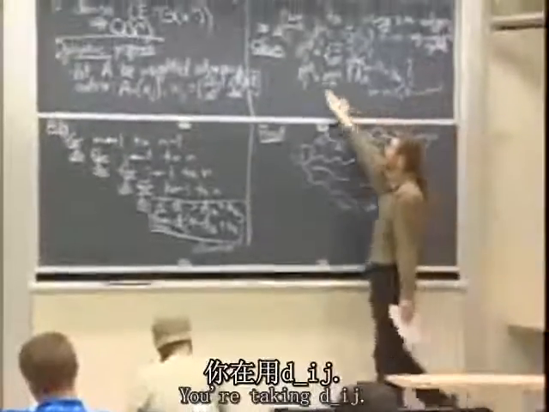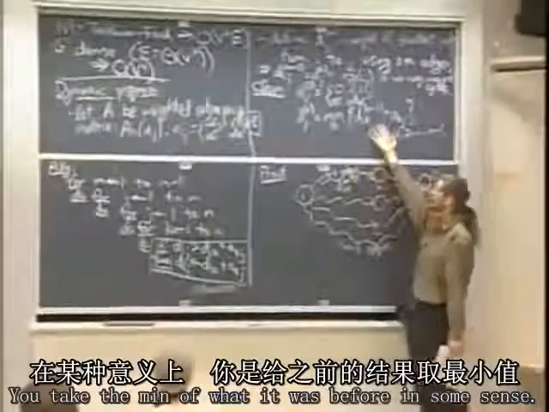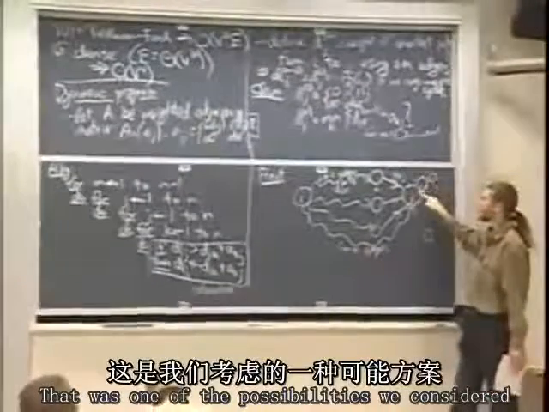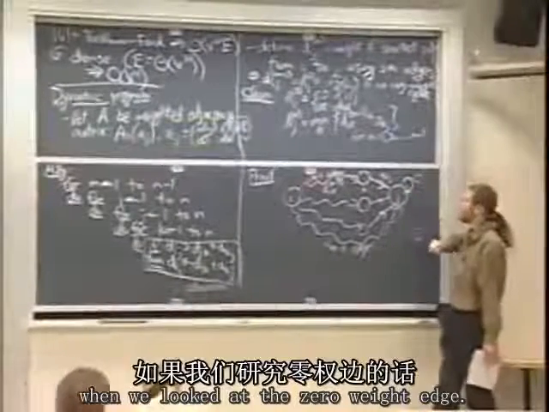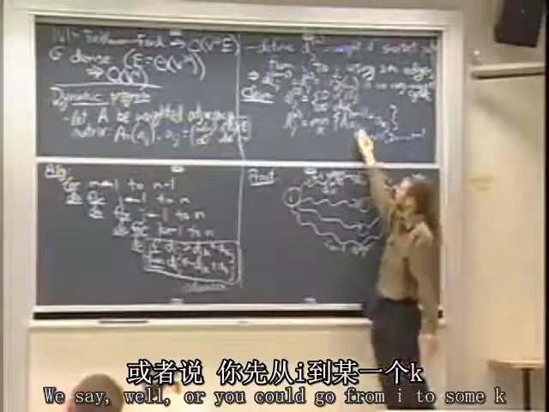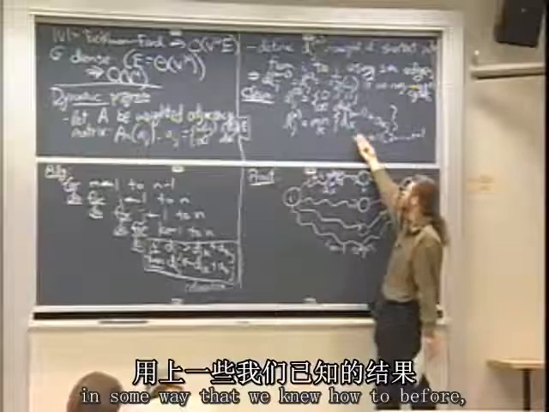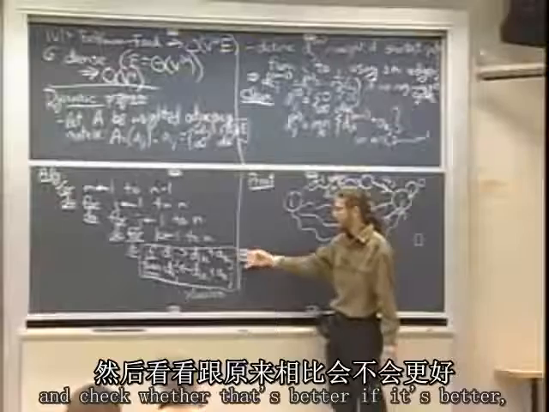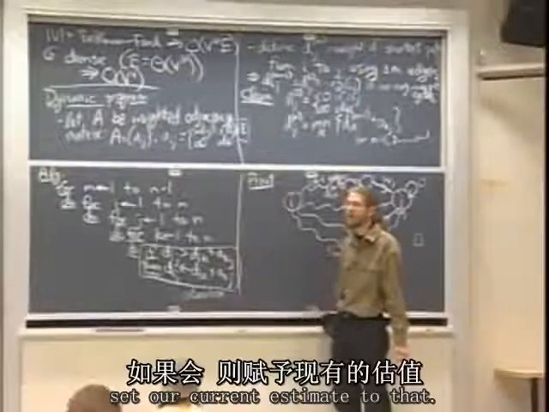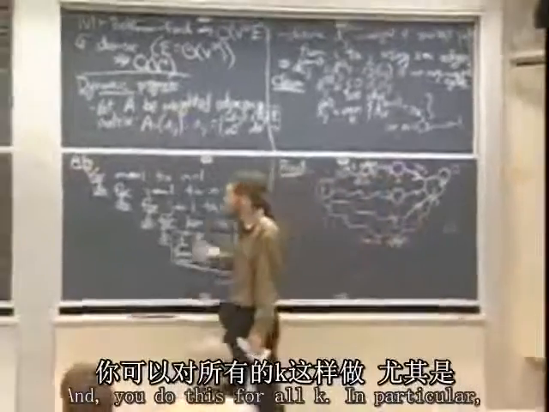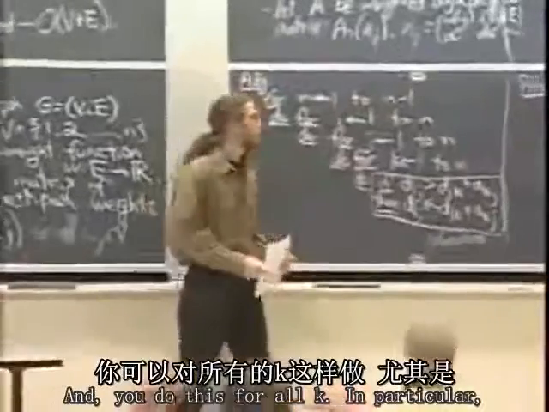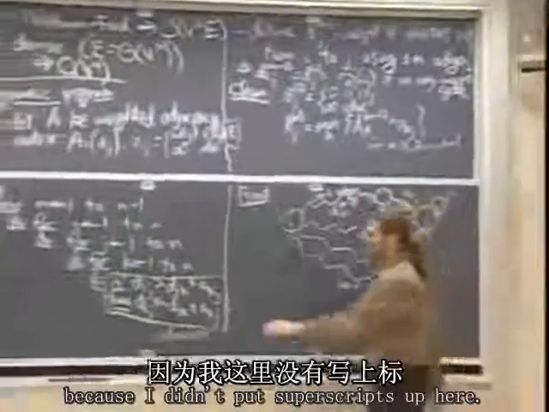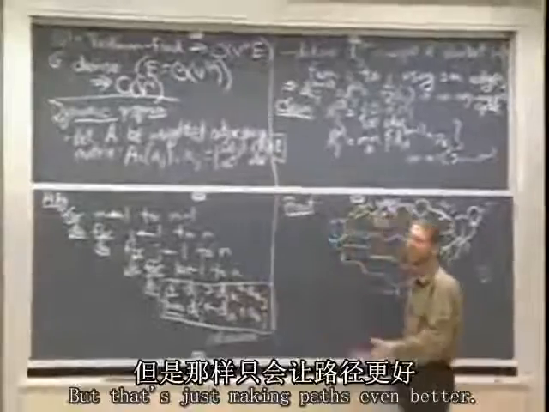You're taking dij, you take the min of what it was before, in some sense. So that was one of the possibilities we considered when we looked at the zero-weight edge. We say, well, or you could go from i to some k in some way that we knew how to before, and then add on the edge. And check whether that's better. If it's better, set our current estimate to that. And you do this for all k. In particular, you might actually compute something smaller than this min, because I didn't put superscripts up here. But that's just making paths even better.